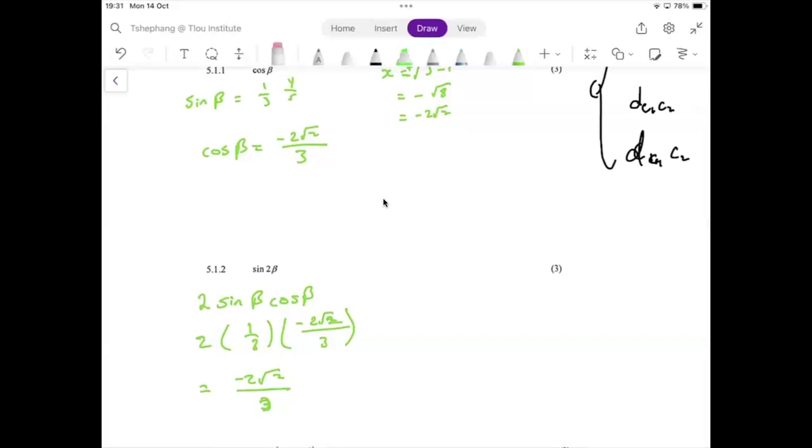Sorry, I'm giving you the incorrect one here. I see my mistake if you're correcting me. So this must be minus 4 root 2 over 9. Thank you for the correction if you've corrected me.